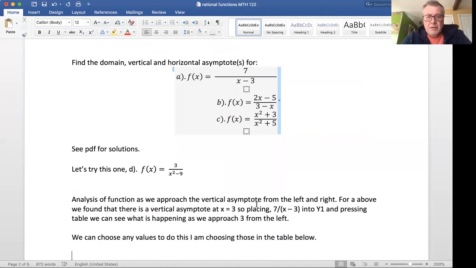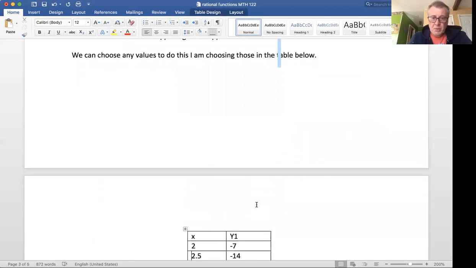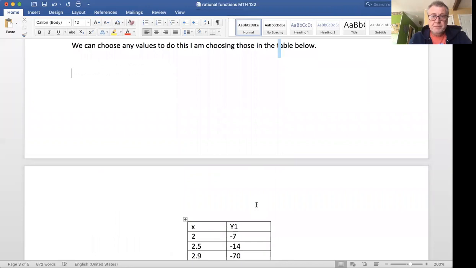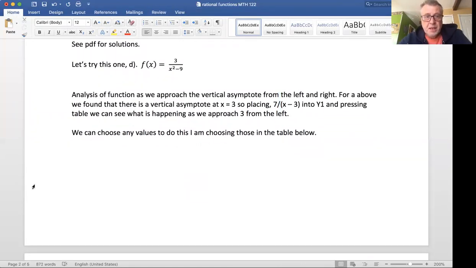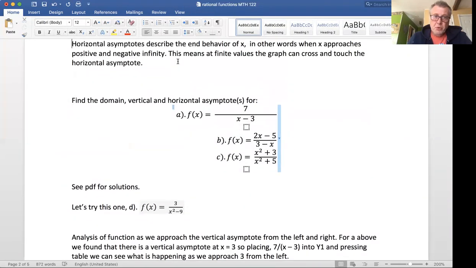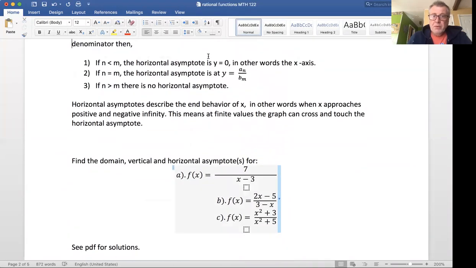Let's try D, f of x equals 3 over x squared minus 9. Let's see, what would the horizontal asymptote be there? For the horizontal asymptote, the degree of the denominator is 2, the degree of the numerator is 0. So the degree of the numerator is less than the degree of the denominator. When that's the case, going back up to our table, we find that the horizontal asymptote is at y equals 0.